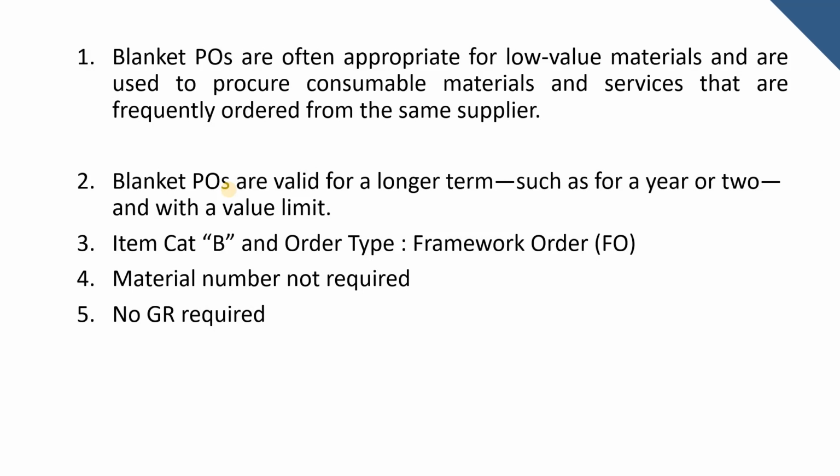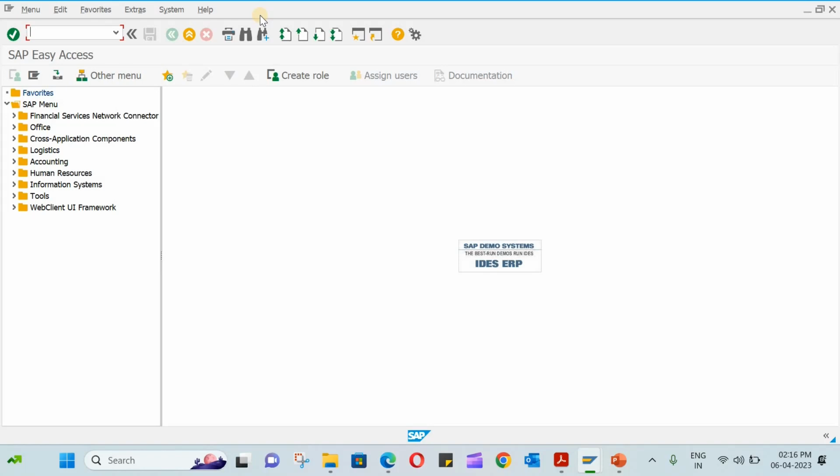And the advantage of blanket PO is there is no goods receipt required, so only invoicing is required for blanket PO. So how to create this? Let us see the blanket PO for the consumable materials. One more advantage of the blanket PO is that there is no need to create POs again and again. We need to just do the invoicing, and based on the value limit everything will be settled.